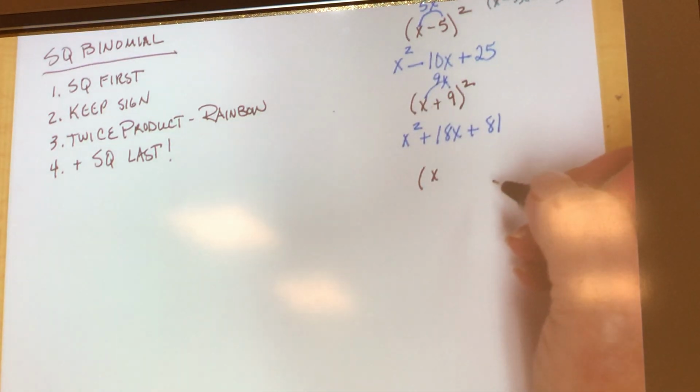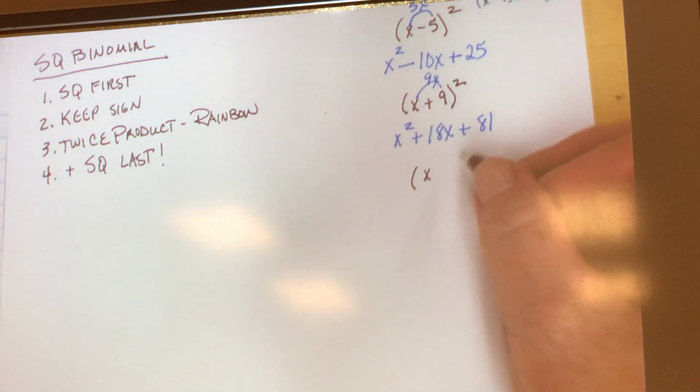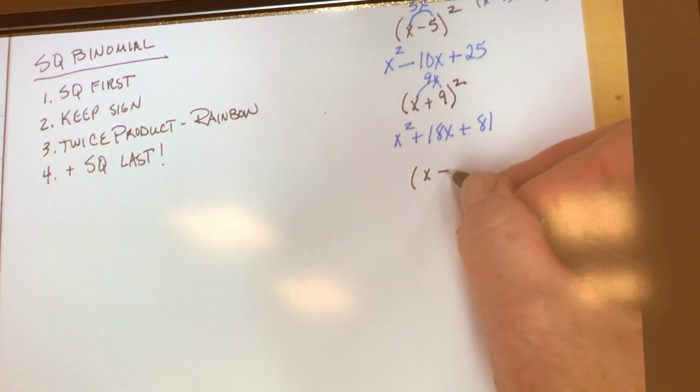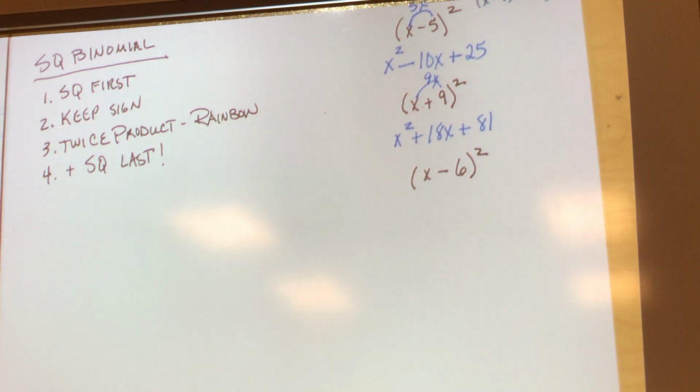I'm going to make this one more difficult. Okay? Oh, great. So are you ready? How many seconds will you have? 10 seconds. X minus 6, quantity squared. X minus 6, quantity squared. 10, 9, 8, 7, 6, 5, 4, 3, 2, 1.